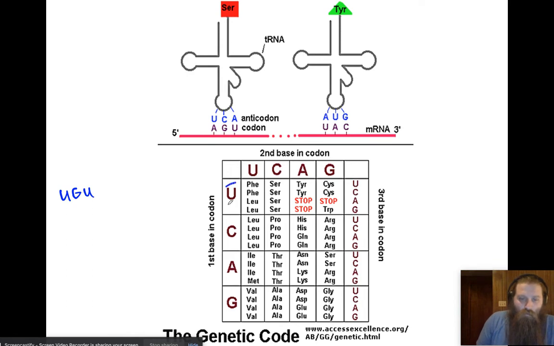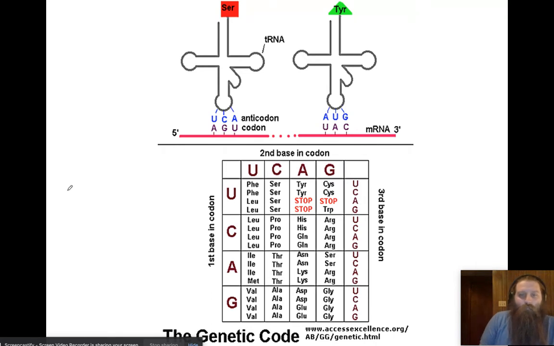All right. So U tells me I'm in this row, G tells me I'm in this column, and U tells me I'm right there. So UGU, right there. Boom. All right, so that's how I use that thing. Let's try another one.